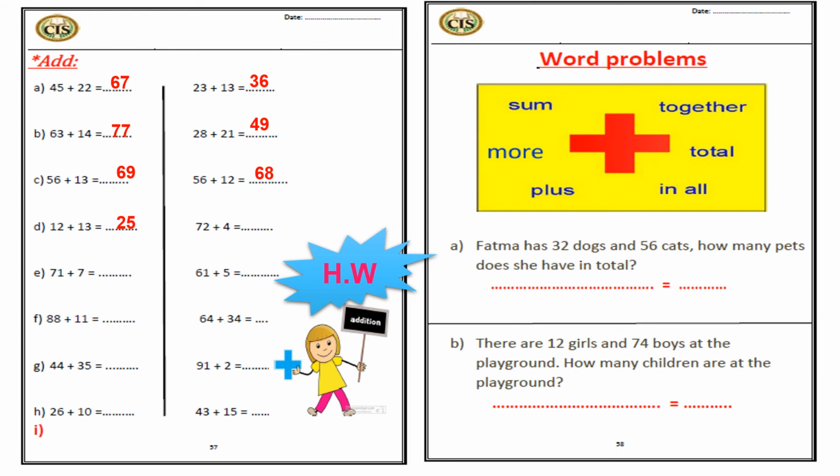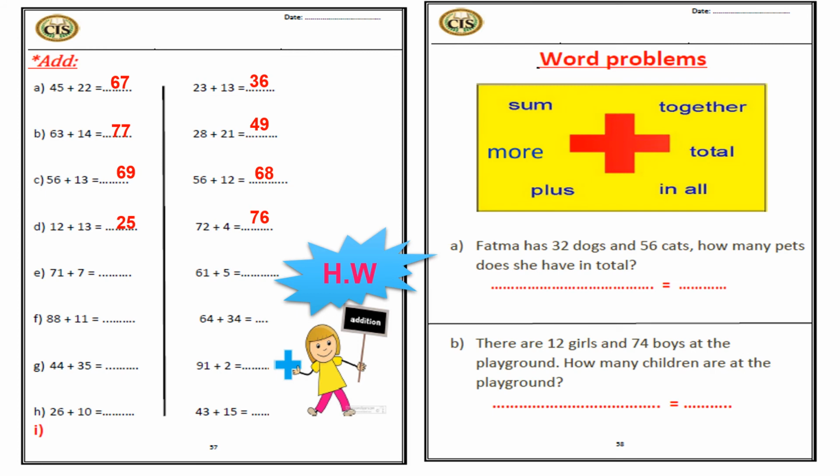Here 72 plus 4. I will put 72 in my mind, 4 on my fingers, and let's count after 72. 73, 74, 75, 76.